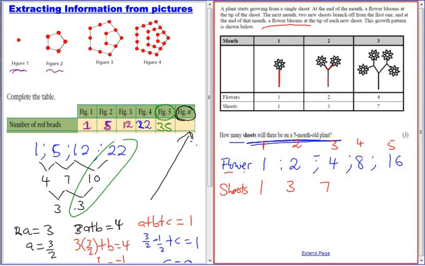So if you would like to know how many shoots will be there in a 5-month-old plant, I hope you notice the trend here. It's actually just us adding these 2, isn't it, to get this one. And then if you add these 2, you get this one. So to get the one for here, you have to add 8 and 7. You should get 15. And to get the one for the fifth month, you have to add 16 and 15. And you should be able to get 31. Otherwise, you have to continue drawing like that.